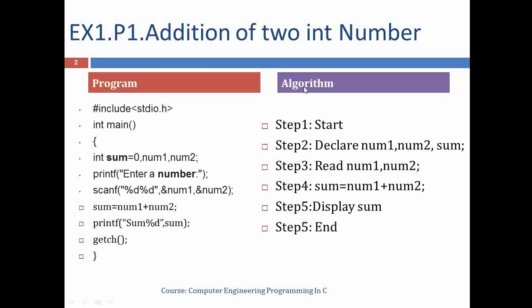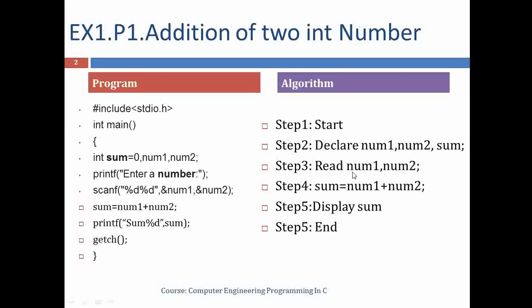For that we will see one algorithm. Step one is start. Step two, declare the numbers: number one, number two, and sum. Sum is the output variable. Number one and number two are the input variables. Then step three, read the number one and number two values.